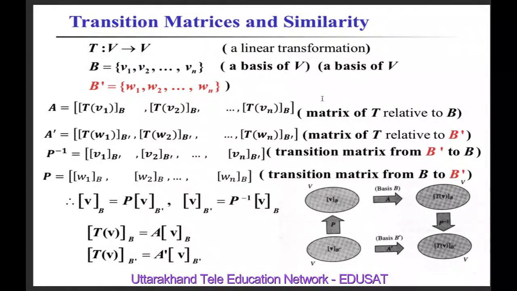Now transition matrices and similarity. Let T be a linear transformation from a vector space V to a vector space V. Let B equal to V1, V2, Vn be a basis for V, and B dash equal to W1, W2, Wn.